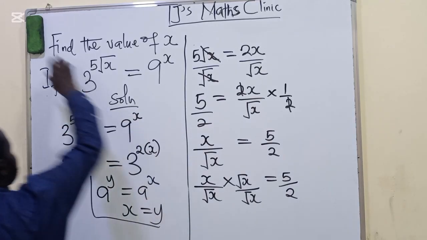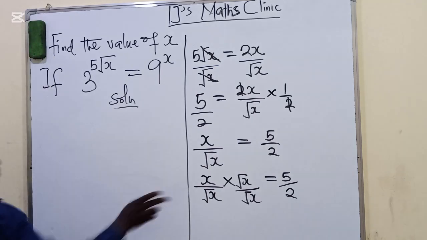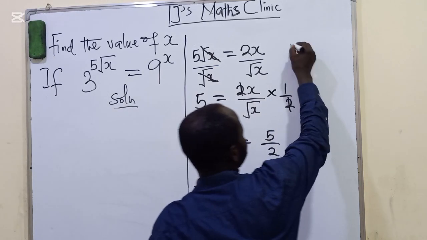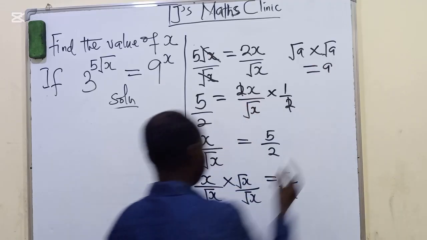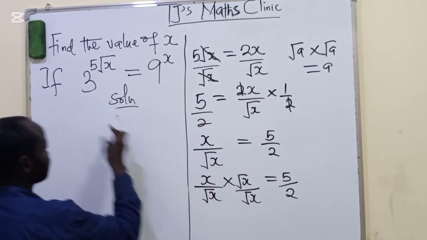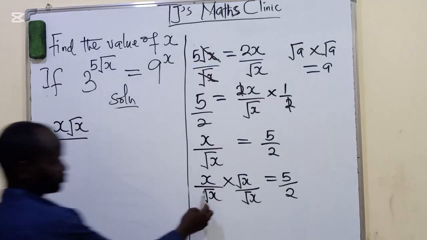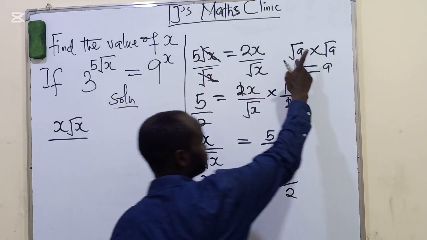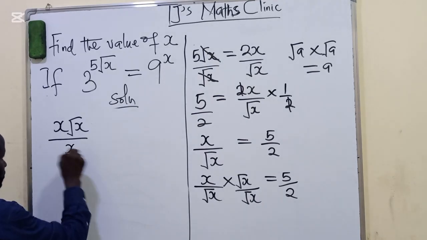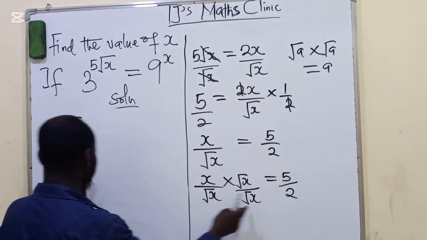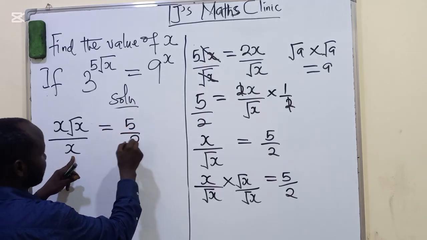Very important. Recall from one of the laws of surds that if we have root a times root a, it is the same as a. So let's multiply x times root x. We'll have x root x divided by root x times root x, which is the same as saying root a times root a, which is a. That will now be x. What are we saying? Root x times root x will be x. And this is equal to 5 divided by 2.